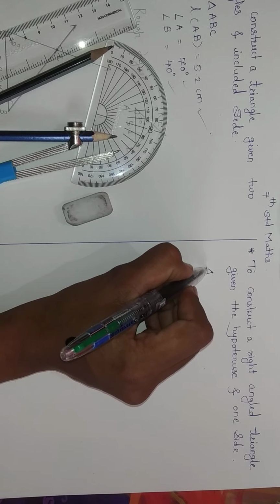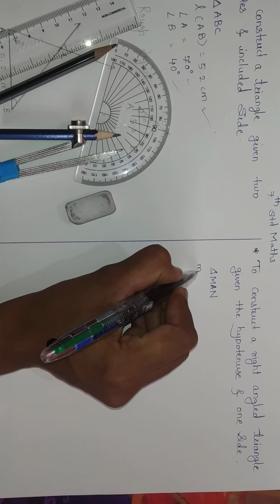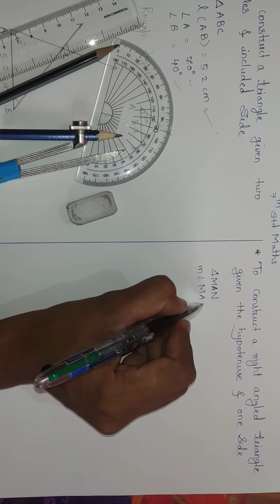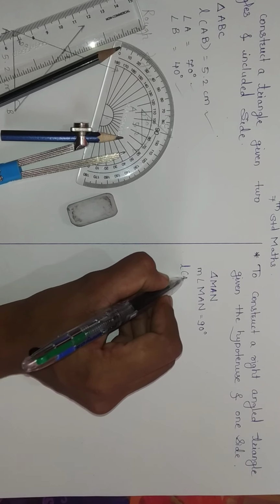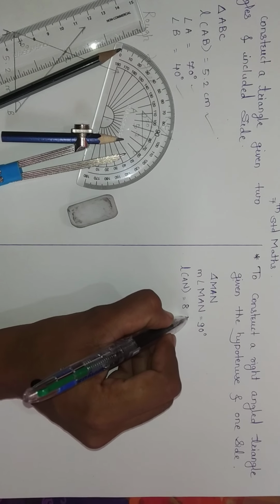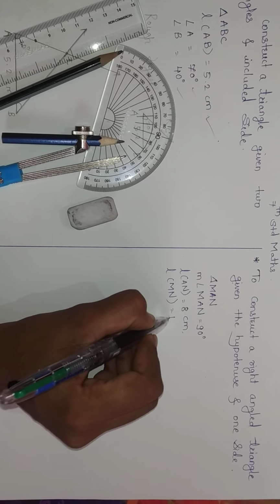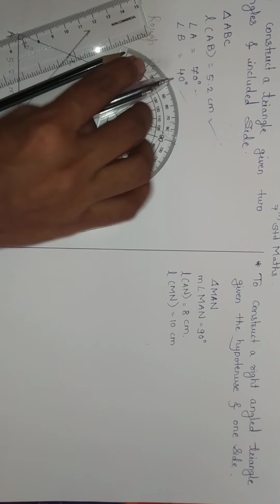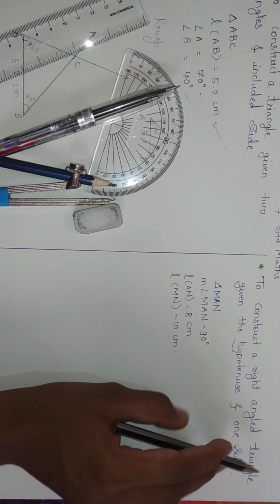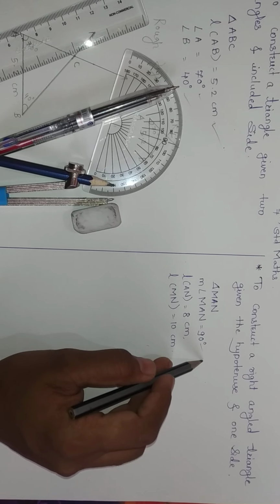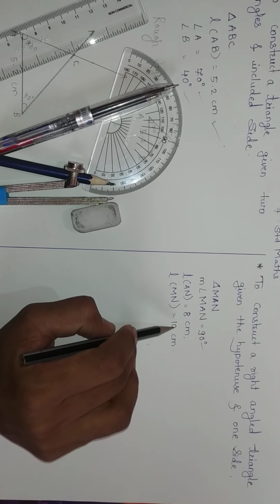First example, triangle MAN, measure of angle MAN is equal to 90 degree, length AN is equal to 8 centimeter, and length MN is equal to 10 centimeter. Now pay attention, we have to construct a right angle triangle. Right angle triangle means this angle measurement is already 90 degree. So in our example, length AN is 8 centimeter and length MN is 10 centimeter.